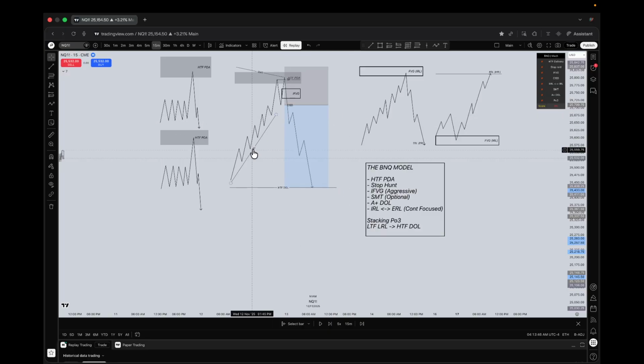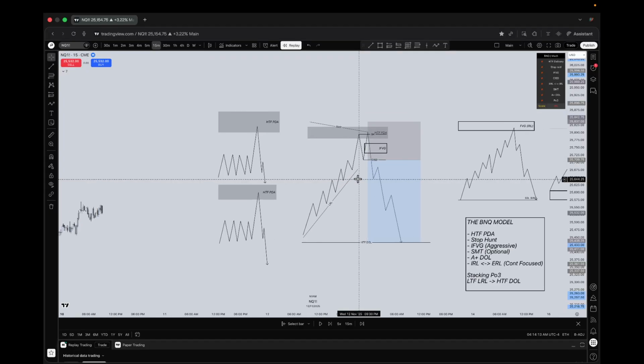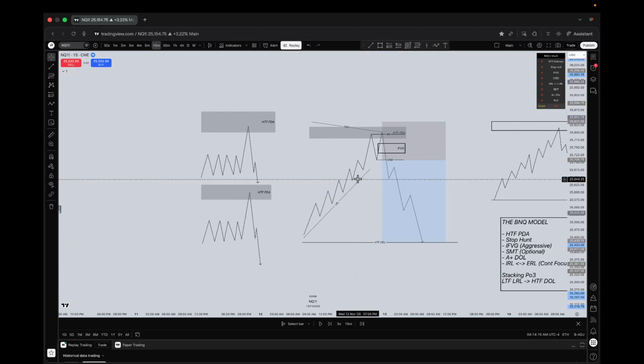And stacking your low resistance liquidity and your higher time frame DOL. Okay, that is essential to this model because it makes that higher time frame DOL like a magnet when there's LRL stacked above or below it, basically in the same direction that it wants to go. Okay, so yeah, that's in short summary. And there's also the IRL to ERL / ERL to IRL bias. Now we can see here that I've drawn out some examples for you guys to look at.